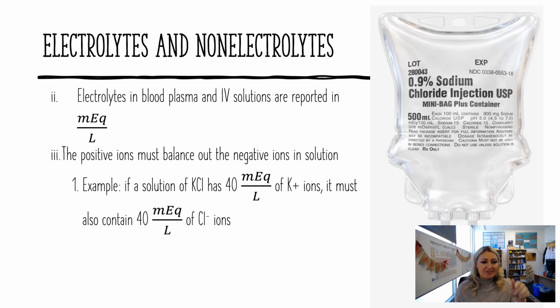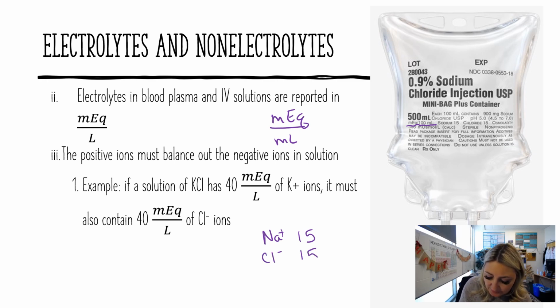So looking at this IV bag, which I have blown up to make it bigger so that you can see, notice that this is reporting our equivalents in milliequivalents per 100 milliliters. So I guess that one's a little bit different than what I just told you, but still metric units still works. So it's telling us that we have, for sodium ions, 15, and for chloride anions, we also have 15 equivalents.